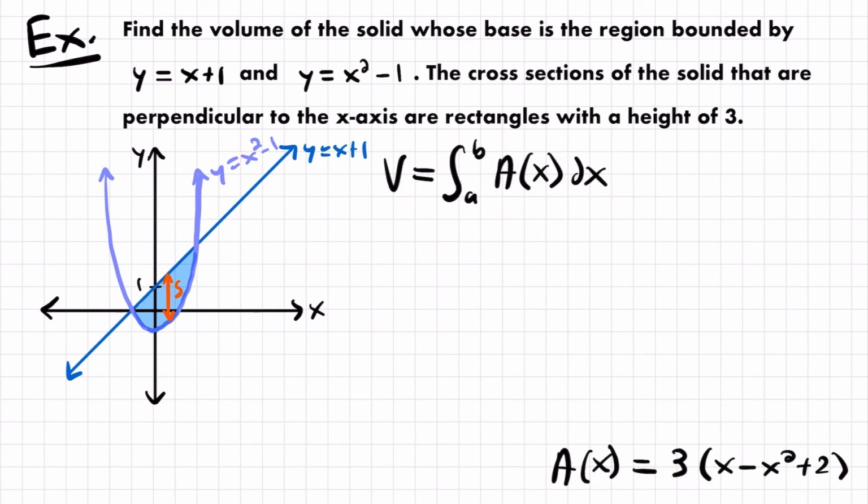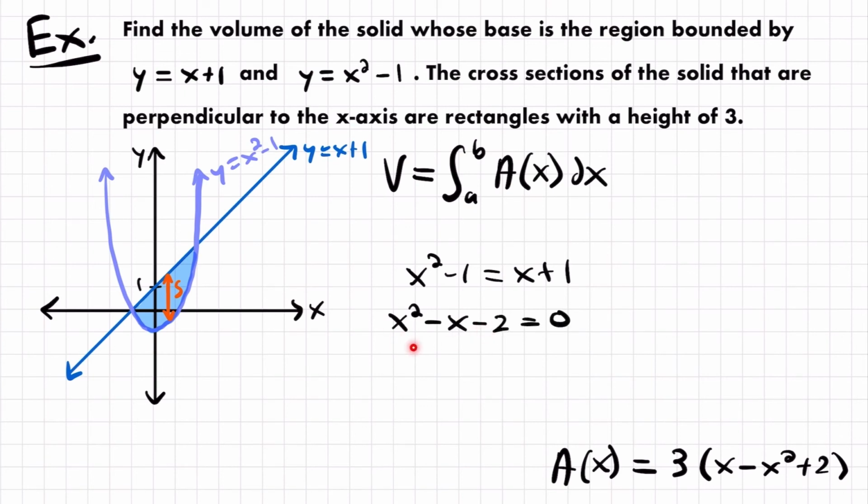And so if we clean up our work here, let's set our two functions equal to each other. We will have that x squared minus 1 is equal to x plus 1. And now we want to solve for x so that we can figure out the values of x of the intersection points for these two functions. And so if we subtract 1 and subtract x from both sides of the equation, we will have x squared minus x minus 2 is equal to 0.